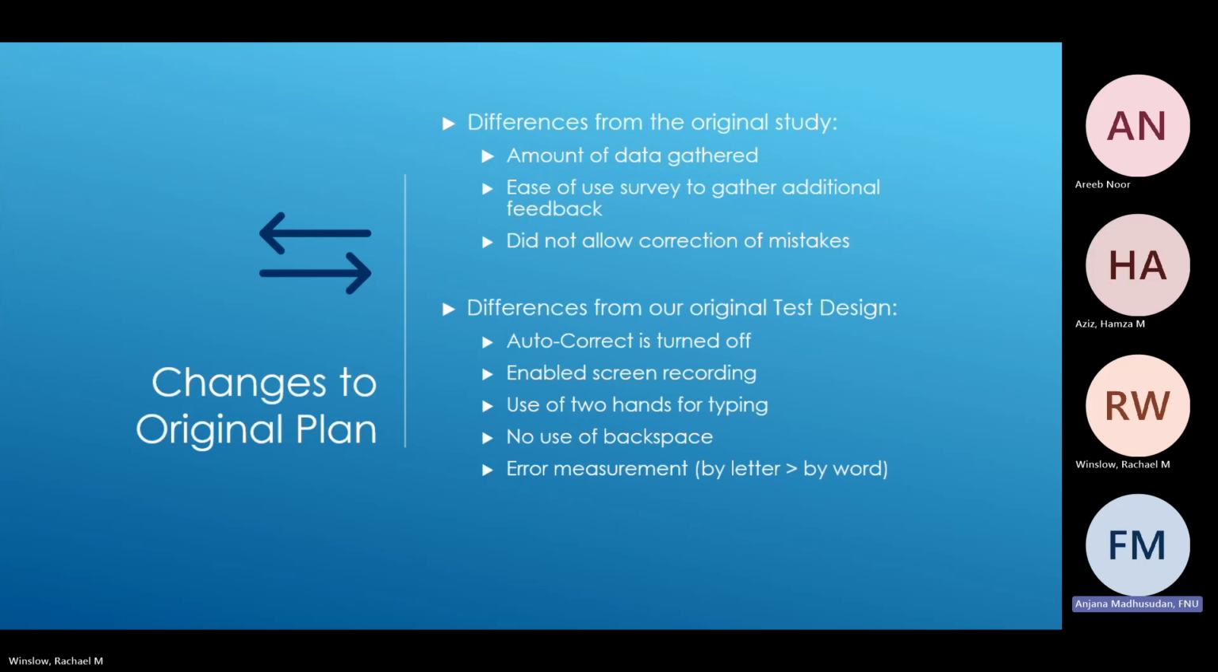As with most real-world studies, a few things evolved from our original plan and also from the original study we set out to replicate. As for the changes from our original test design, we disabled autocorrect to avoid assistance from the device. We also enabled screen recording for more accurate post-test analysis. Although we originally planned for one-handed typing, we allowed two-handed typing for user comfort and realism. We disabled backspace, again to capture unedited performance. And finally, we made a shift in how we measured errors based on entire words rather than individual letters. These changes were driven by what we learned during our pilot testing, and they helped improve the reliability and richness of our final data.